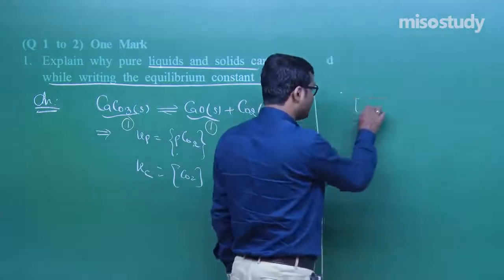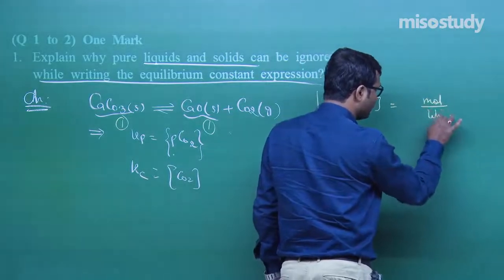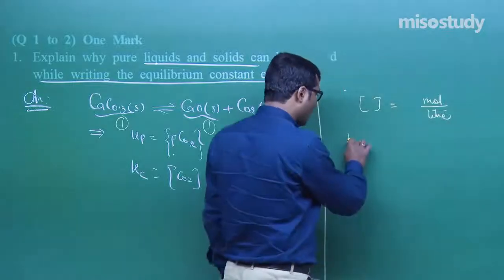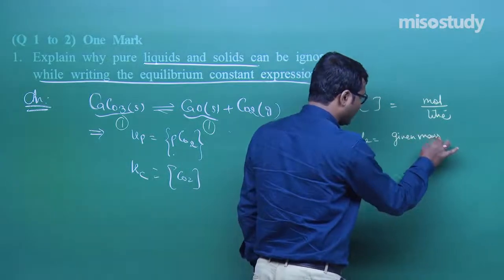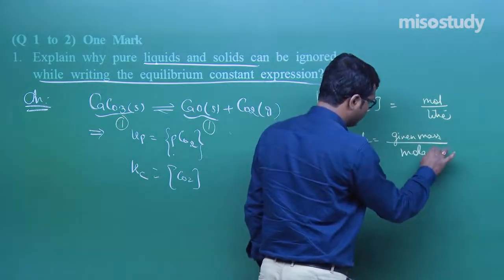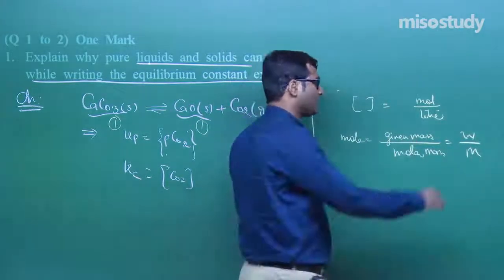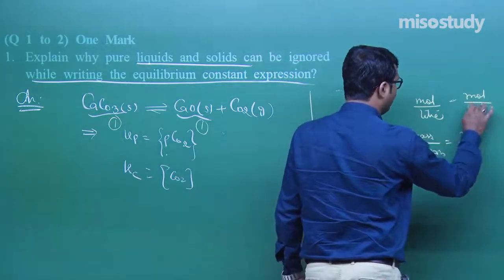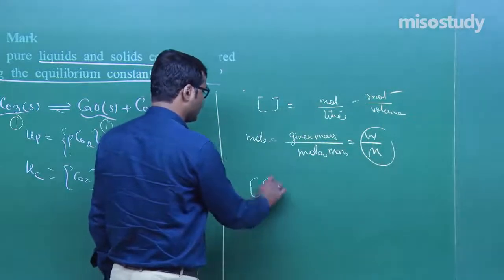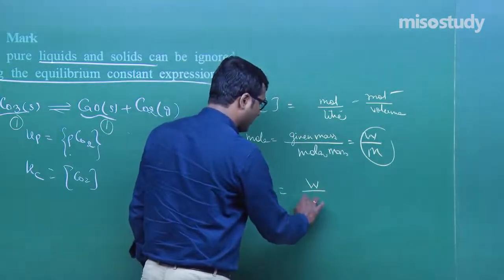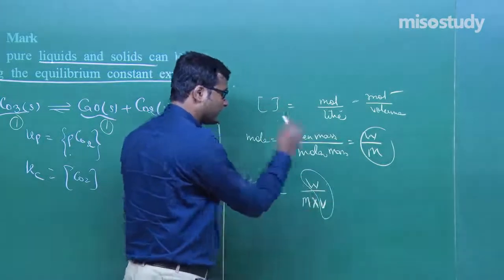As we know, concentration is equal to what? Mole per liter. Now what is mole, my friend? Mole is equal to given mass upon molar mass, that is W upon M. And liter means volume, so concentration is mole upon volume. Now put this value here. What do we get? Concentration is equal to W upon M into V. Now we know W upon V is equal to density.